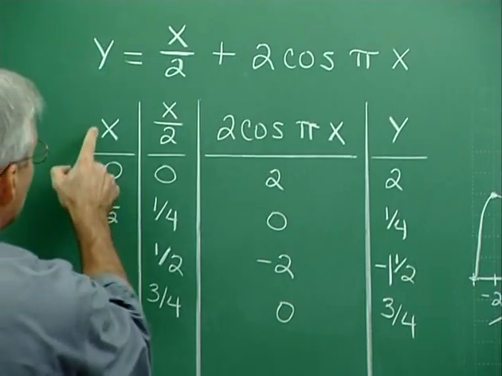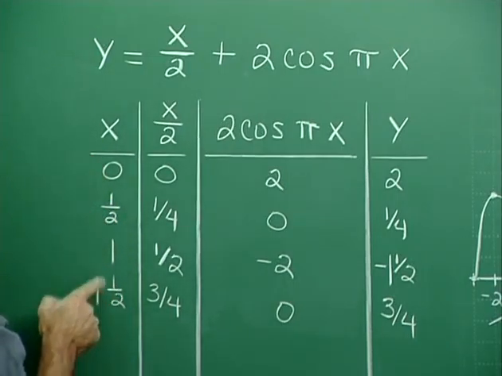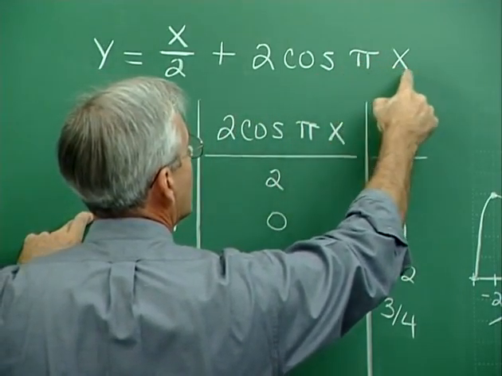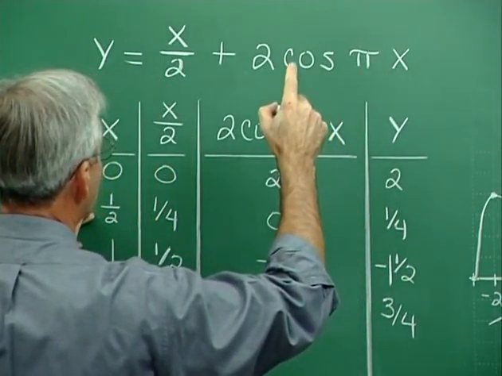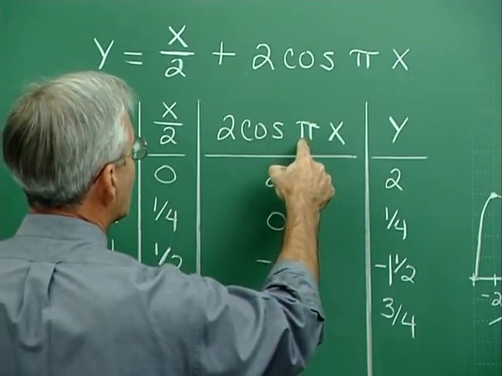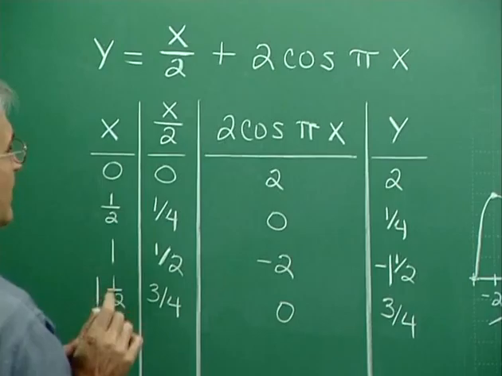So I'll come back over here and let x take on values 0, 1/2, 1, 1.5, and so on. Now 1/2, you see if x is replaced with 1/2, pi x becomes pi over 2. You see, and on the cosine curve we know that that situation gives 0. The cosine of pi over 2 is 0, and then 2 times 0 gives 0. That's how this came about. I'm getting ahead of myself a little bit.